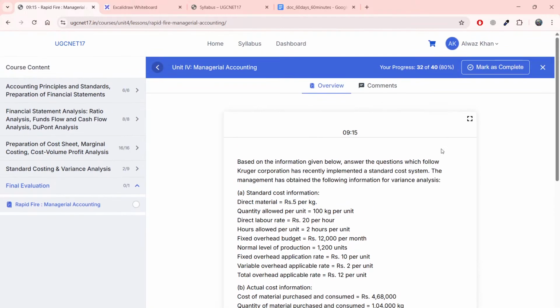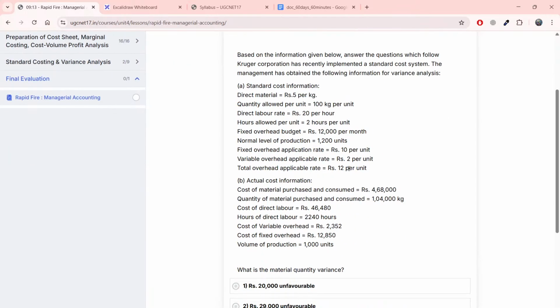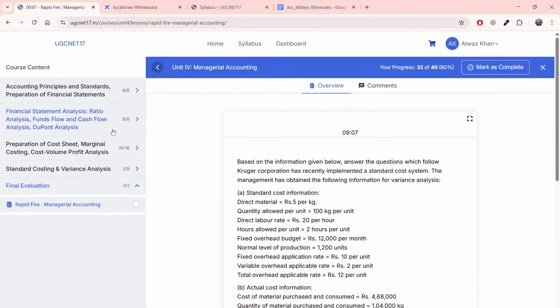So this will be all for today. Tomorrow we will be finishing chapter 4. Most probably tomorrow we'll be finishing with unit 4.